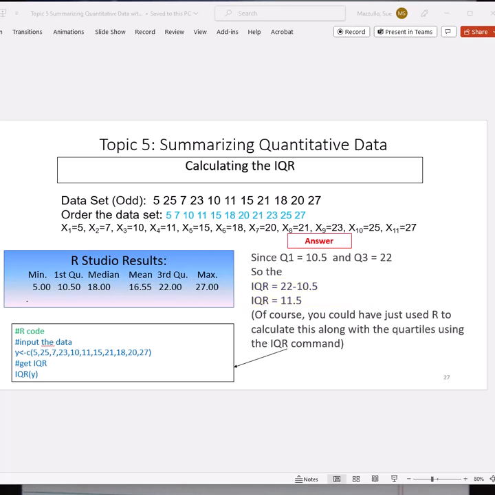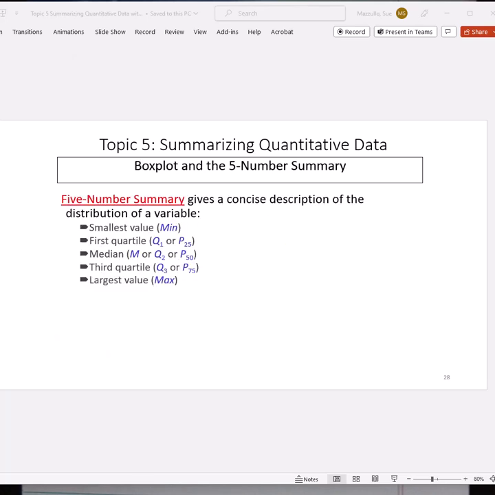Now we could just use R to get that output. If we used code, we could actually get the IQR, but we can also calculate it ourselves. Just so that you know, on our tests, I will give you this output and you're going to have to calculate the IQR. So now it's time to look at the 5-number summary and what it is.